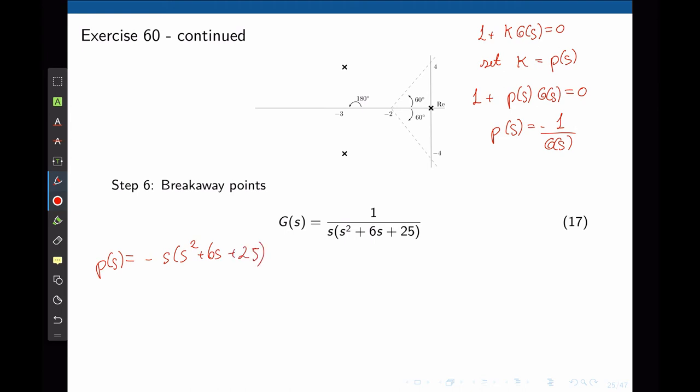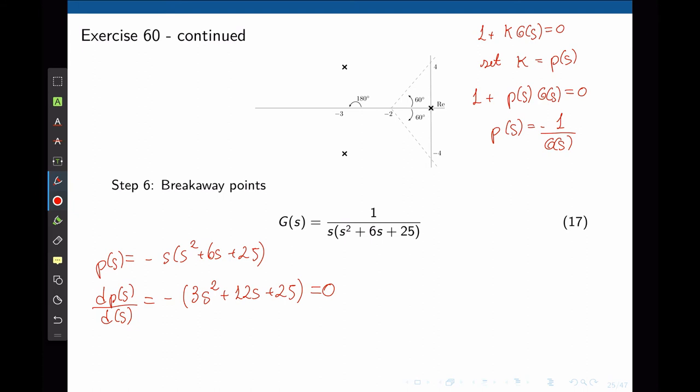The breakaway or breaking points correspond to the maximum value of p of s. To find the maximum value of p of s, we can take the derivative with respect to s and set that to 0. The derivative here is s to the power of 3 becomes 3s squared, 6s squared becomes 12s, and 25 times s is simply 25. And now we take this expression and set it to 0. The solutions to this expression correspond to the maximum value of p, and those are the breakaway and breaking points.